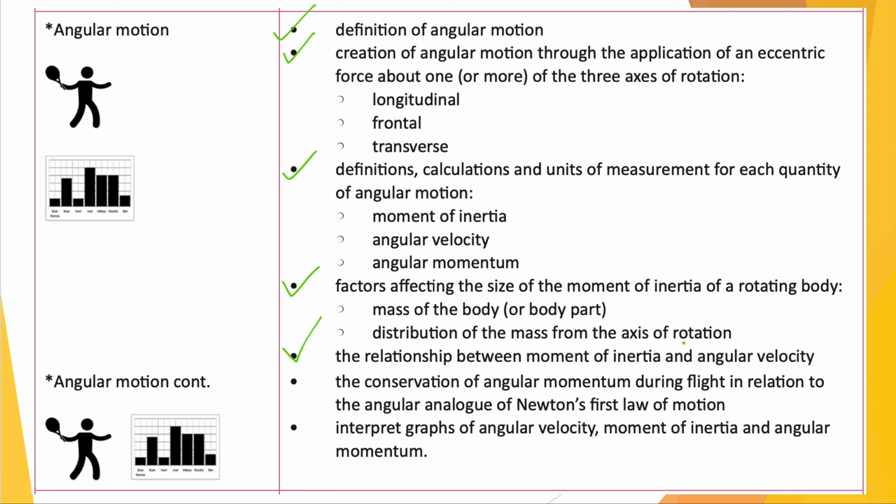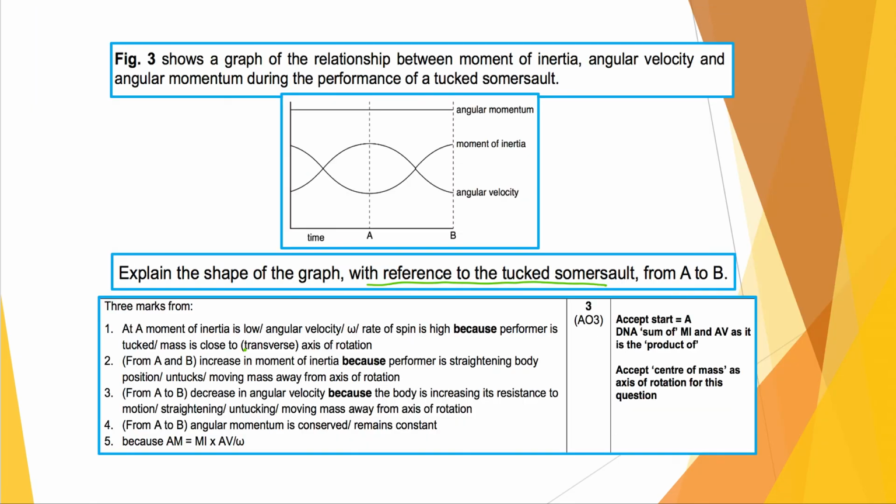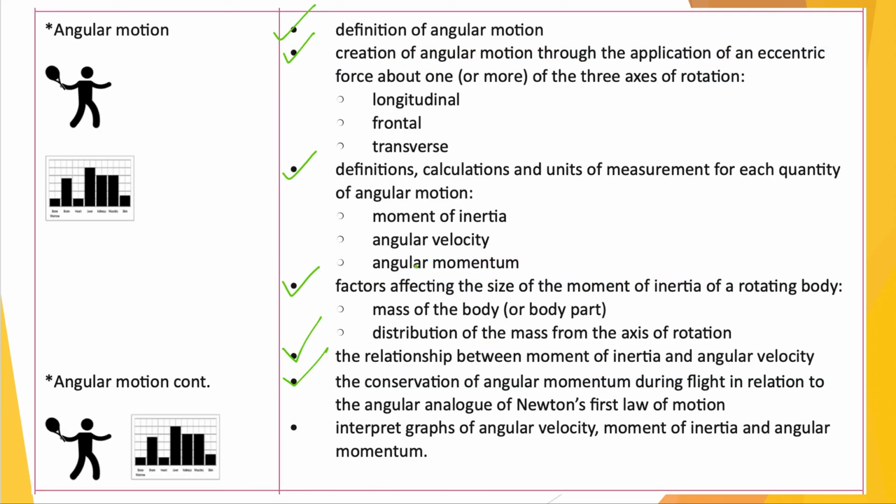It's a conserved quantity until the application of an eccentric force, and we know that due to the angular analogue of Newton's first law of motion. You need to know that angular analogue of Newton's first law of motion. And then interpreting the graph, and the graph is this graph where we see angular momentum conserved. If moment of inertia is high, angular velocity is low. If angular velocity is low, moment of inertia is high, in order to conserve that angular momentum. And that's all for this lesson.